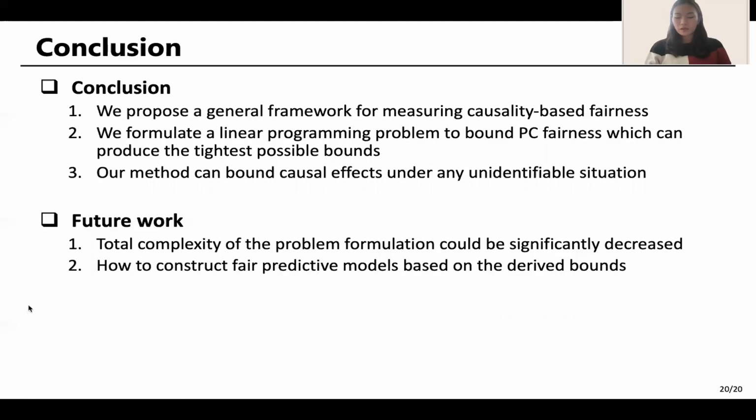First, they noticed that not all response variables are needed in the formulation, and only those that directly lead to an identification are needed. As a result, the total complexity of the problem formulation could be significantly reduced. Also, how to construct fair predictive models based on the derived bounds is another future research direction.